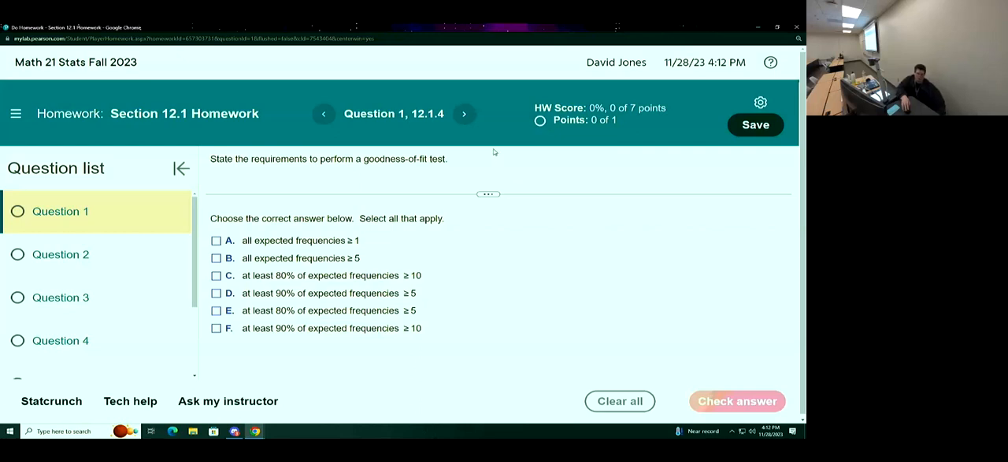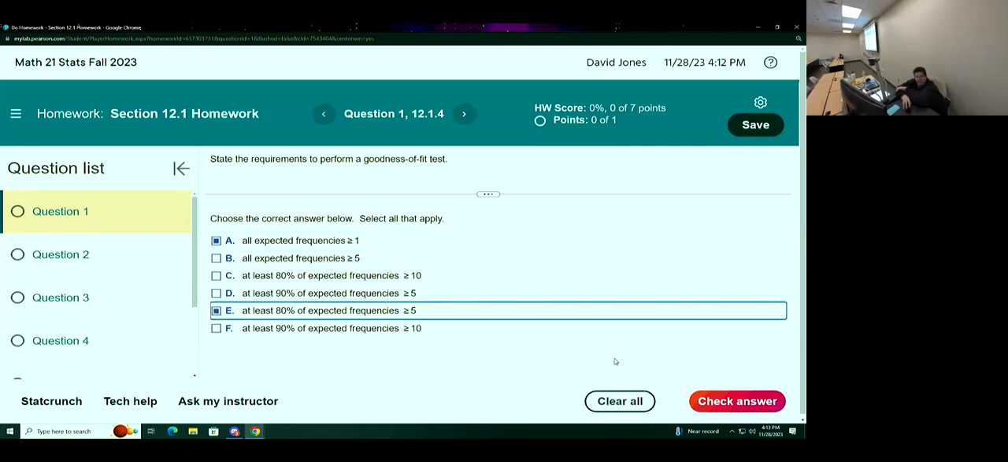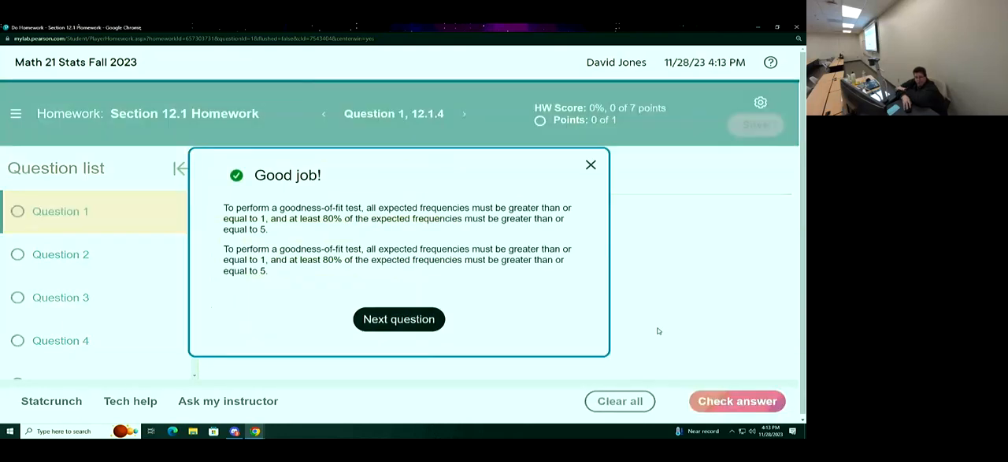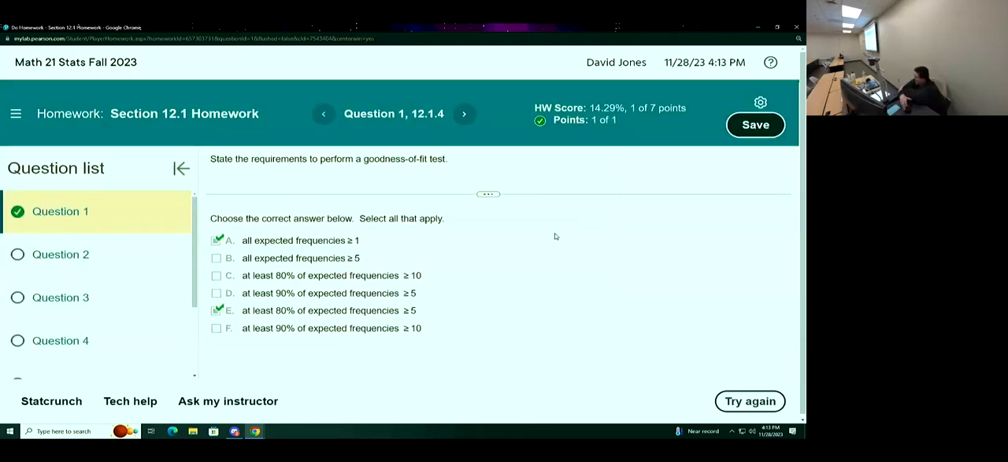So question one is what are the requirements? That's pretty good to know. At least all expected frequencies need to be greater than or equal to 1, and at least 80% need to be greater than or equal to 5. Those are the requirements. So every category needs to have a 1 in it at least, and then most of them need to have 5 or higher.